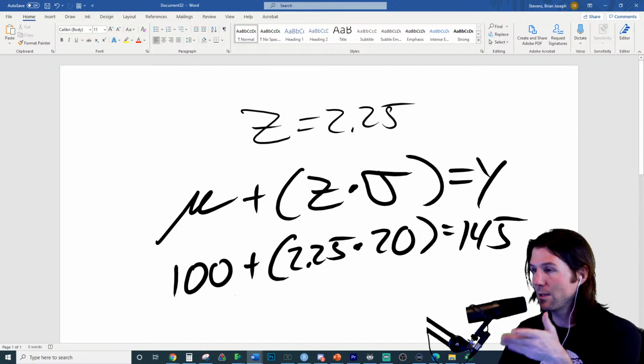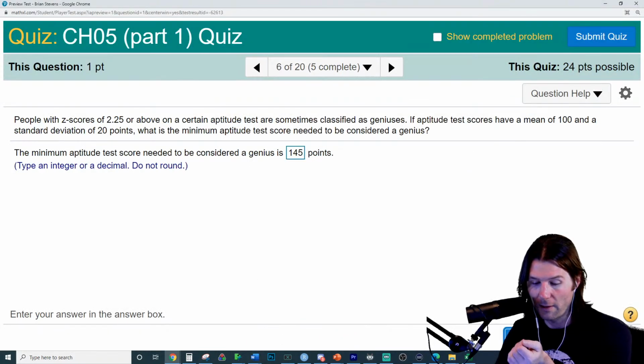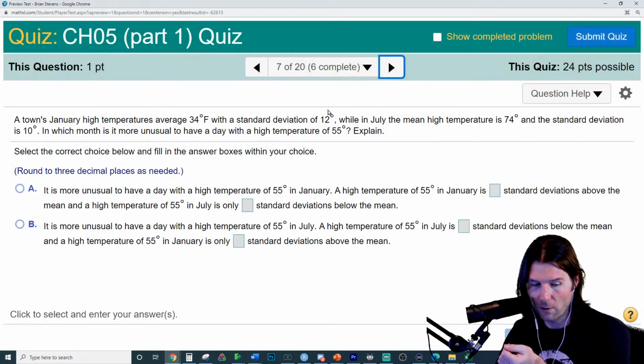So remember, when you think of z-scores, just realize it's telling you how many standard deviations above or below the mean something is, and that is what we get right here. I think we checked that one. We are good to go on it.